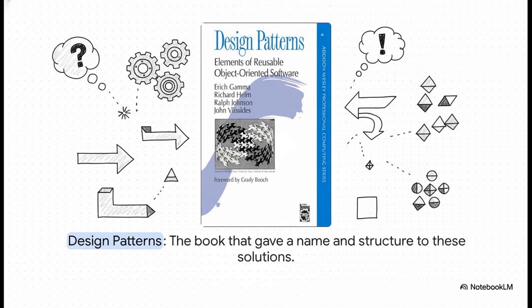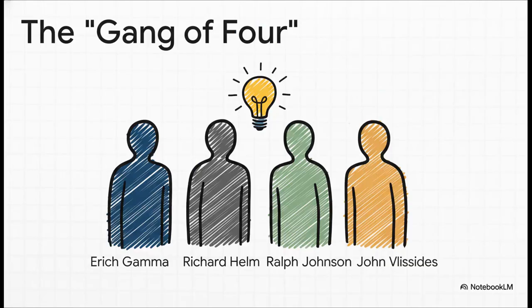Now here's the key thing to understand. This book didn't invent these solutions. It did something much more important. It looked at what expert programmers were already doing, and it gave those solutions a name, a structure, and a shared vocabulary so that all of us could benefit from that wisdom. The authors, Eric Gamma, Richard Helm, Ralph Johnson, and John Vlissides, they became legendary. They're famously known as the Gang of Four.